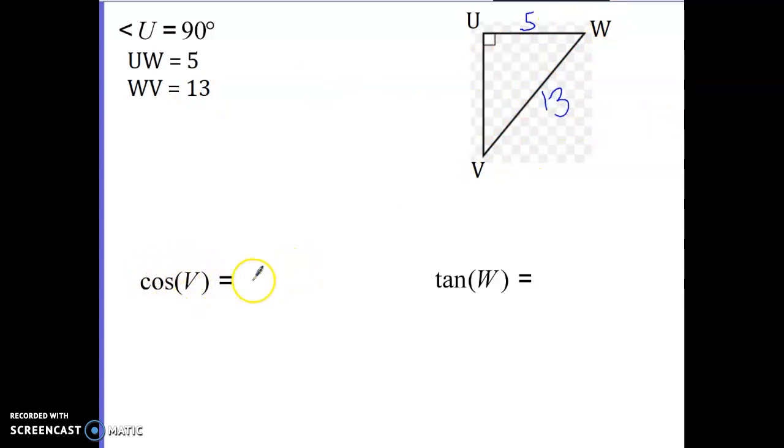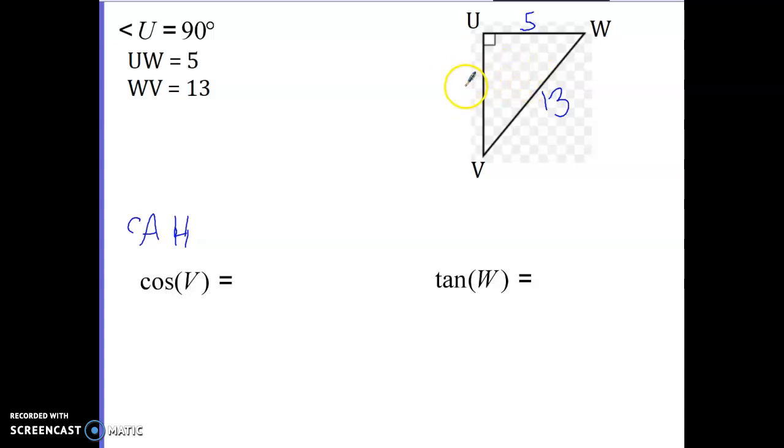So cosine, my little H didn't turn out very well. There we go. Cosine is adjacent over hypotenuse. So let's find angle V, which is here. And the adjacent side, next to but not the hypotenuse, we don't have a number there. So first we have to find a value to go here. Think back to geometry: when you have a right triangle, and this only works for right triangles, if a side is missing, you can use the Pythagorean theorem. Leg squared plus leg squared equals hypotenuse squared.